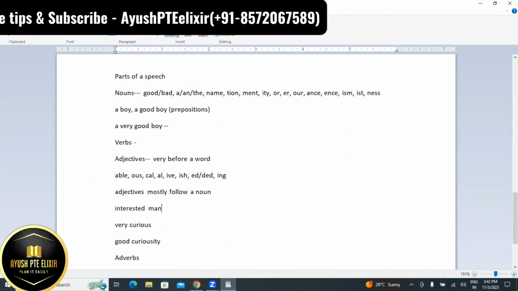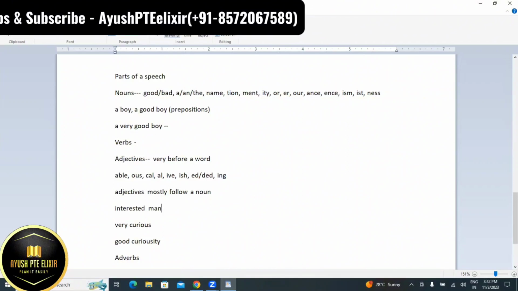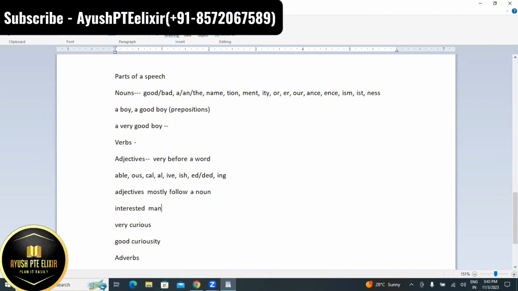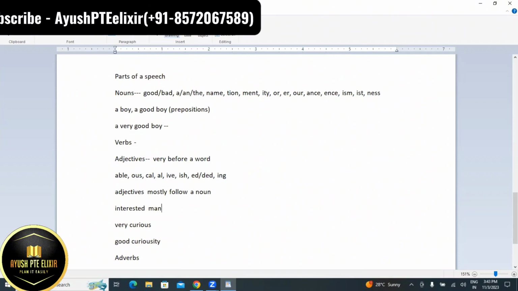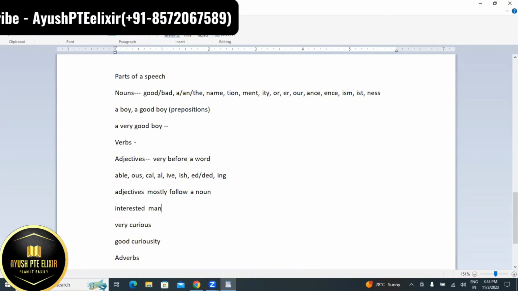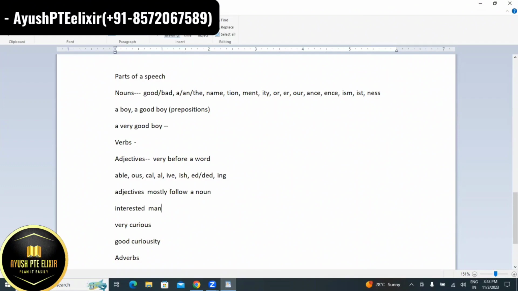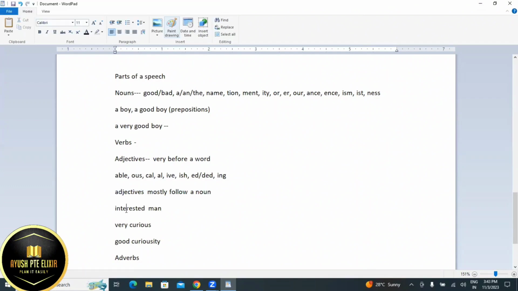Over here, I can say like man is a noun, but interested is not a verb, because a verb cannot come before a subject. It always comes after a subject. So interested will be an adjective. And how do we check it? Very interested man. As I told you, like very before a word, if it sounds better, obviously it's an adjective. So interested man, yes, this is one of the techniques that I'm using. And mostly they are following a noun, so they can come anywhere, because noun can come anywhere in between a sentence.